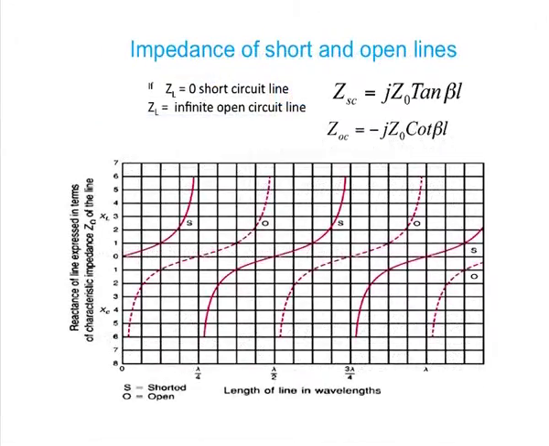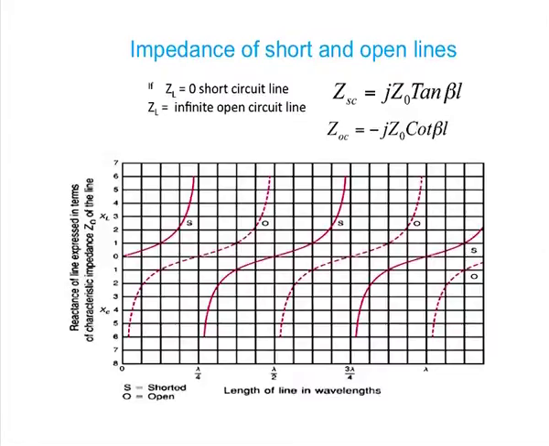For the special case that the line is short circuited, ZL is 0. From this expression we can see that the input impedance for the short circuit comes out as jZ0 tangent beta L, and when the line is open circuited, that means infinite load impedance is connected, the input impedance of the line, called ZOC, is given by this.